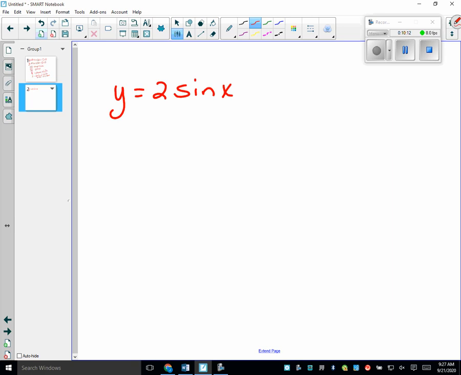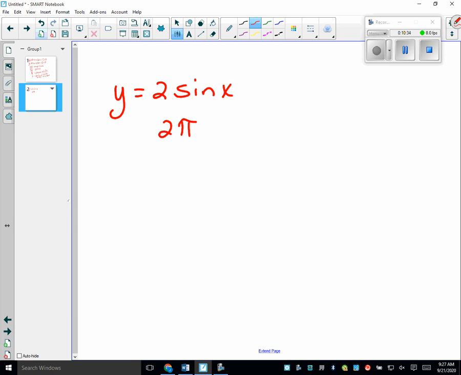This graph, shouldn't it start, isn't the period 2 pi? Yeah. We know the sine graph starts at 0. The only thing we changed on this is the amplitude of 2, right? So did it start at 0? At pi over 2, is it 2?